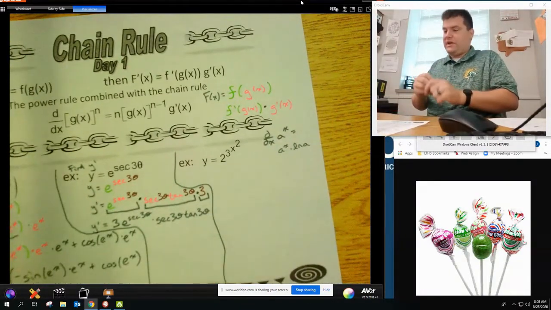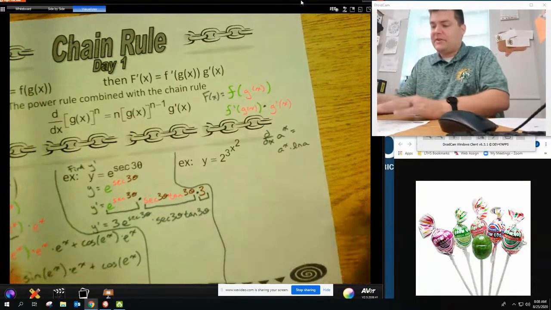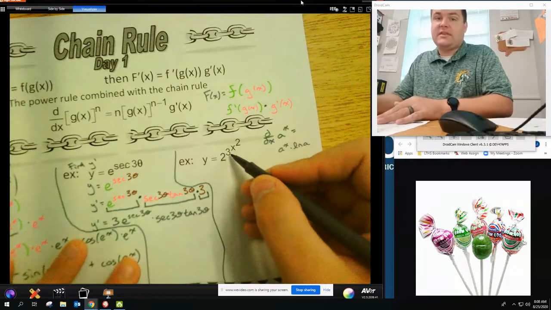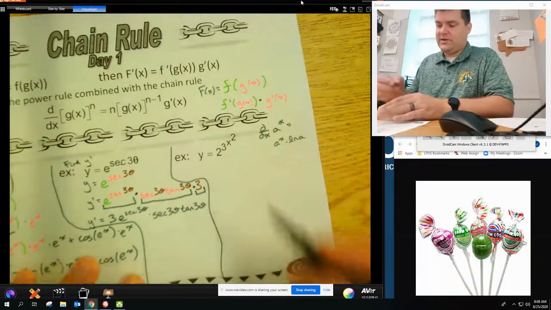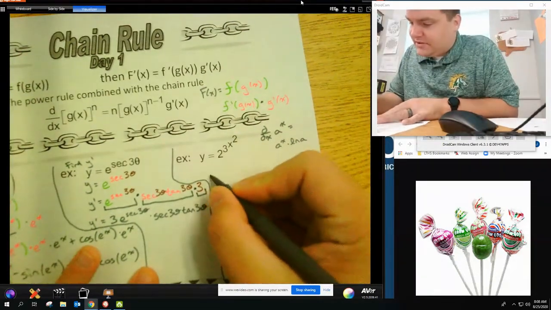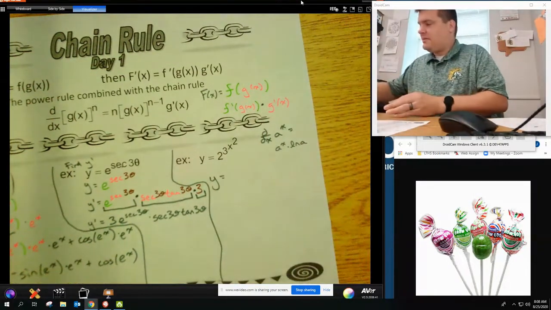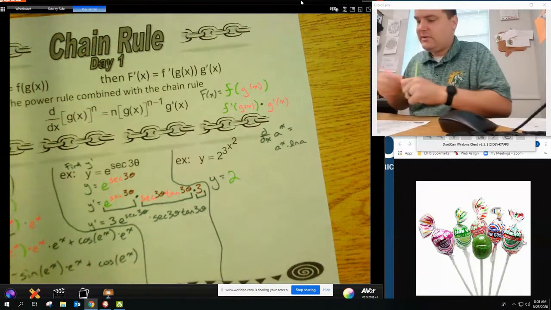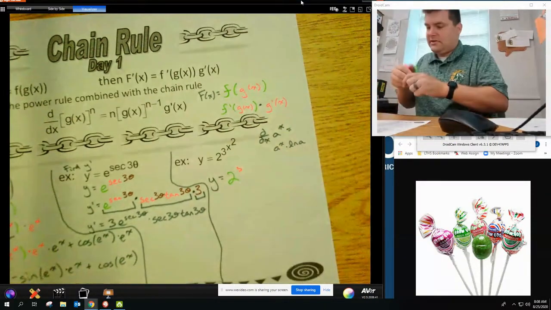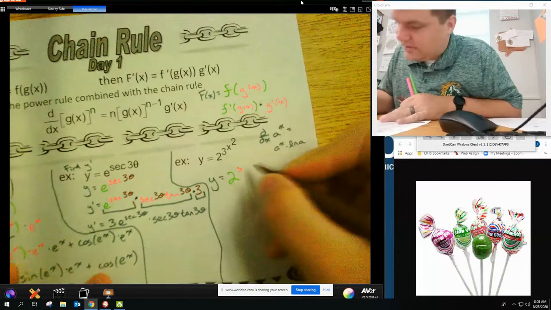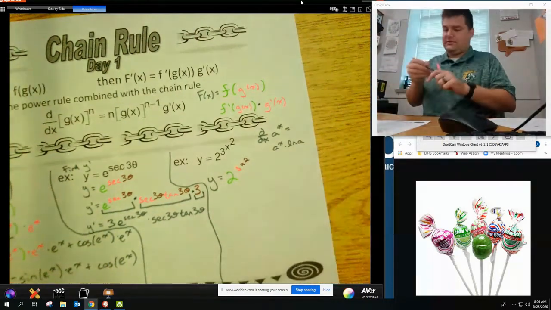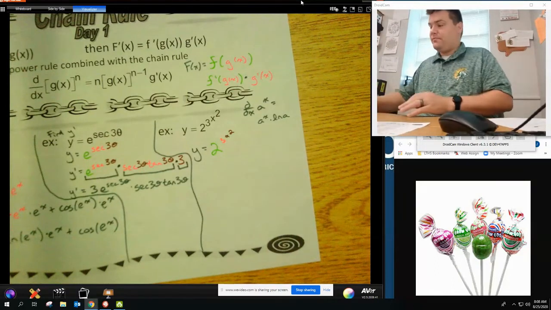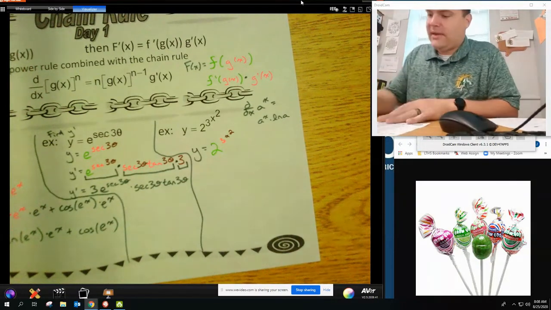So now when I rewrite this as my 3 functions, I have 3 functions again. I have the 2 to the whatever, then I have the 3 to the whatever, and then I have x squared. So when I rewrite this, I'm going to get that green candy coating is the most outer one, 2 to the 3 to the x squared. So those are my 3 functions that I do have. So to find y prime, that's all I'm going to ask you to do here.